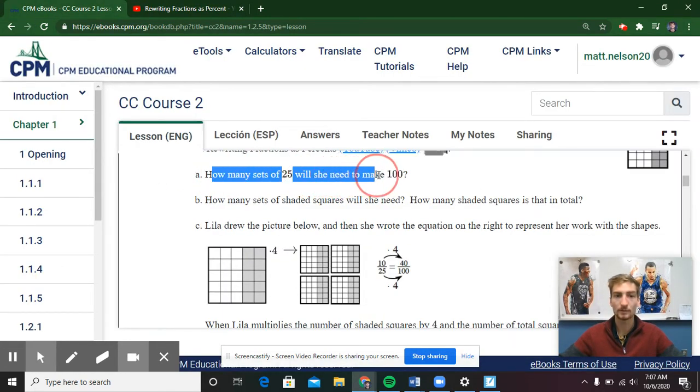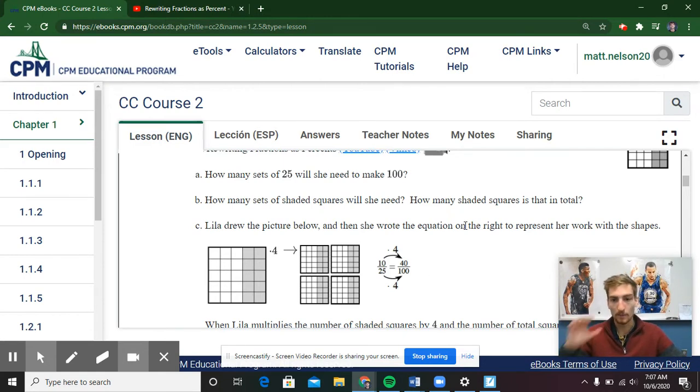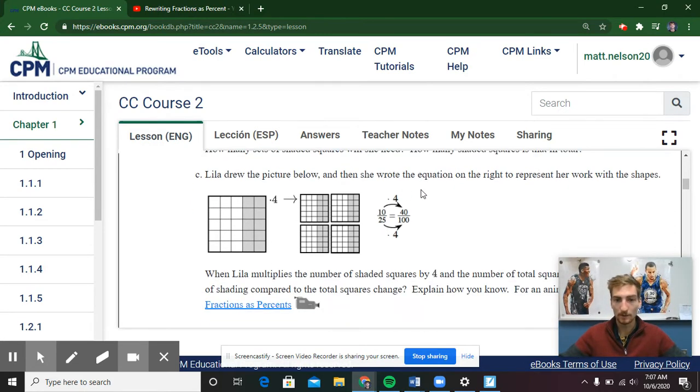So it says, how many sets of 25 will she need to make 100? In other words, what do you have to multiply 25 by to get to 100? And it shows you right here, you need to multiply it by 4. And so what you multiply the denominator by, you have to multiply the numerator by. So that way you can keep the fractions equivalent. But remember, why are we putting this over 100? Think about what percent means. Per cent. How many cents are in a dollar? We need it to be over 100.